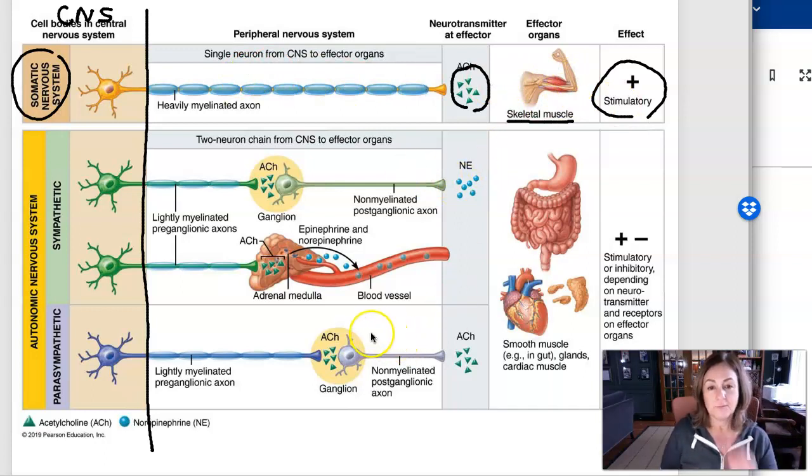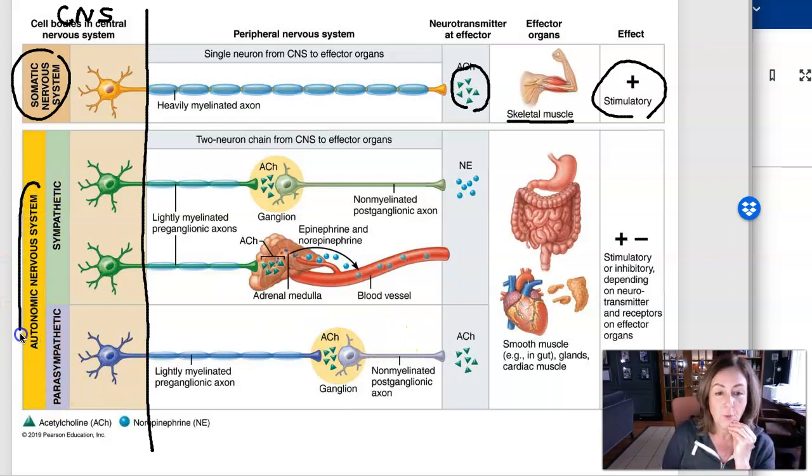Here, just to contrast this, when you look at the autonomic nervous system, whether it's the parasympathetic or the sympathetic, notice there's a chain of two neurons. You're going to have a neuron that exits the CNS, and then a second neuron that goes to the effector.